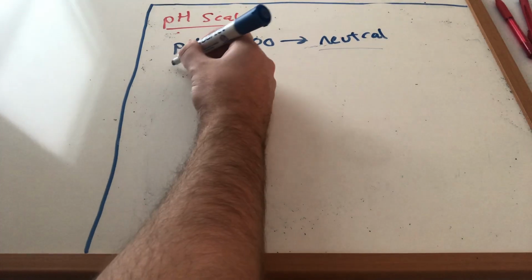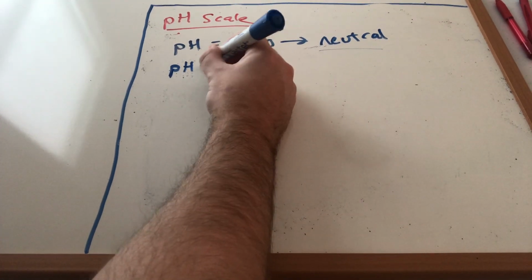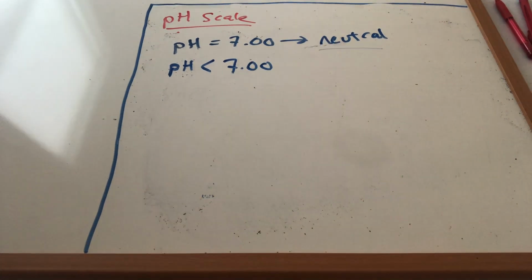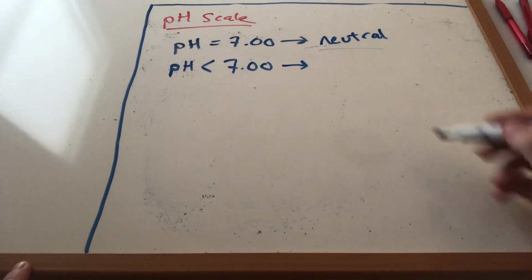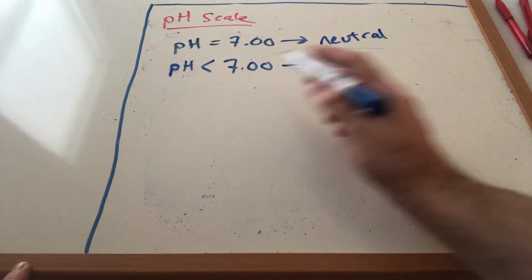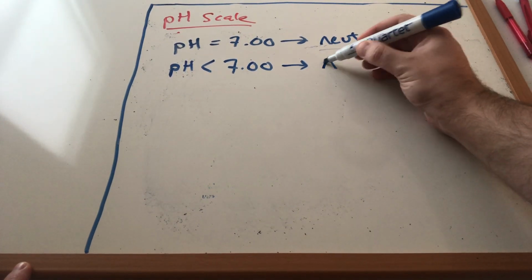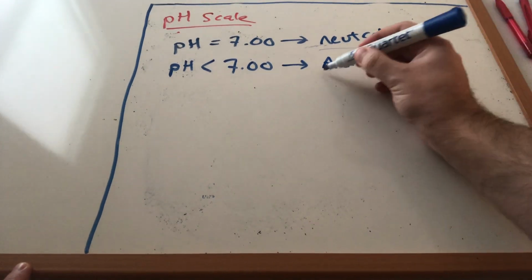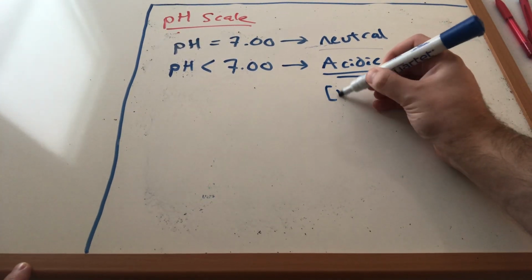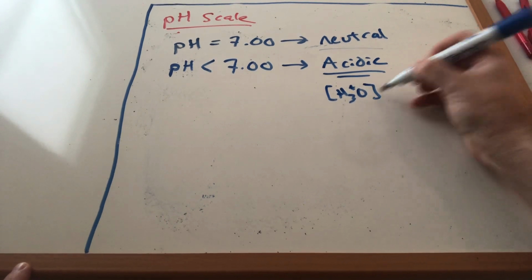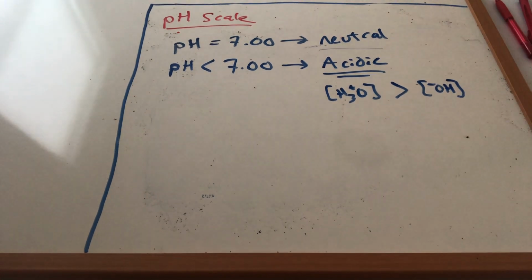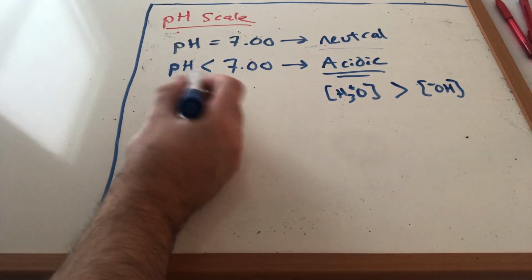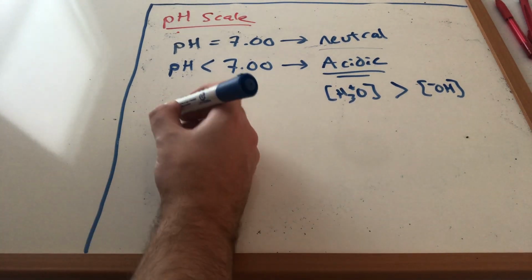What happens when our pH is less than 7.00? What we have to remember is that this is a negative log scale, and I'm going to show you an example in a bit for how this affects things. But if I just take a look at a pH less than 7.00, this is what we refer to as an acidic solution. That's because the concentration of H3O plus in that solution at equilibrium is greater than the concentration of OH minus. So pHs below 7 are acidic.